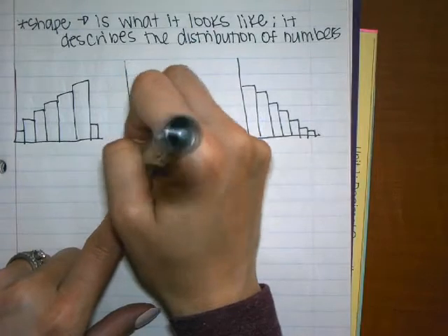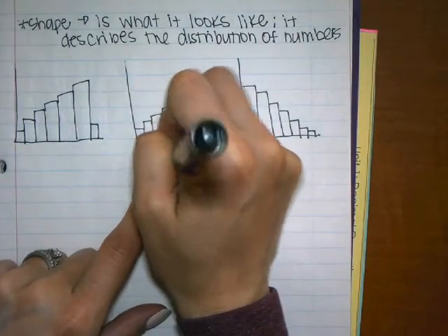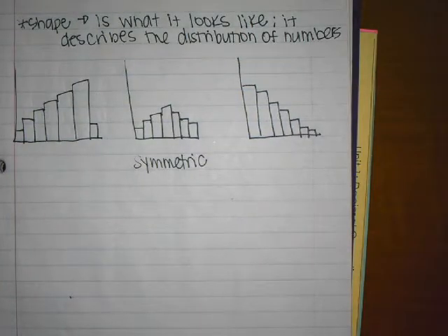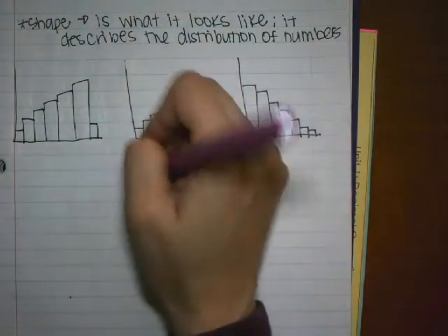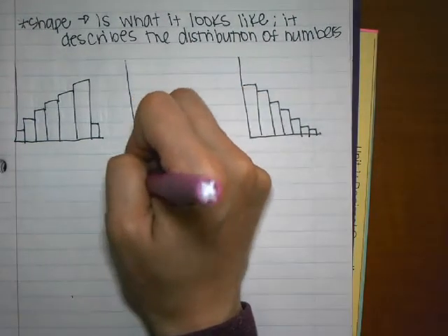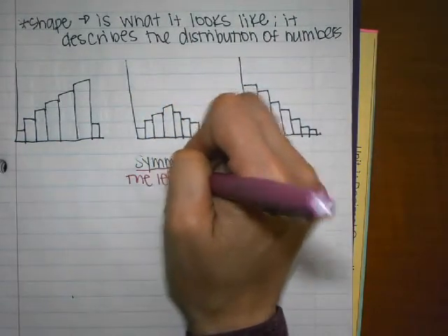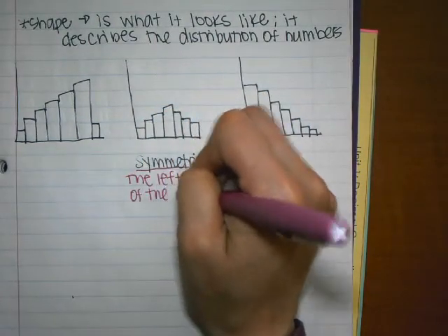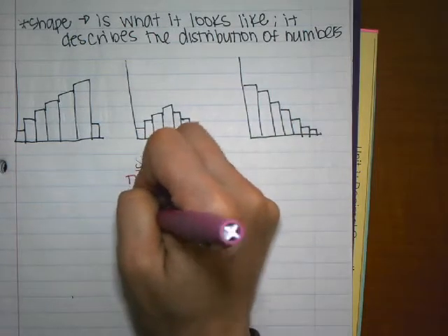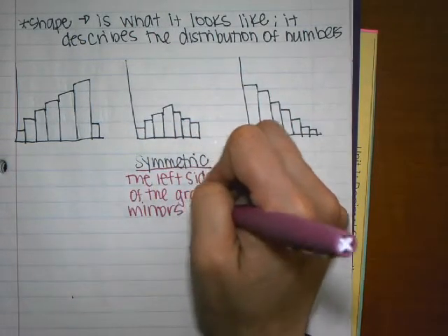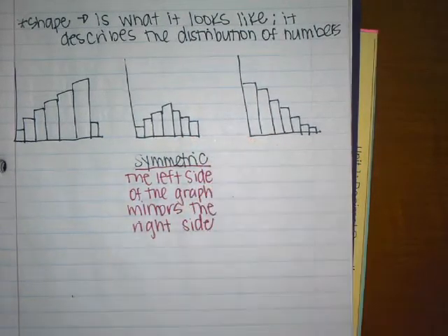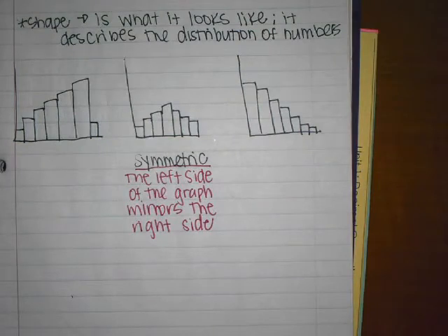So this middle one is what we call symmetric. A symmetric graph means the left side of the graph mirrors the right side. So the right side and the left side mirror each other. If you see that, your graph is symmetric.